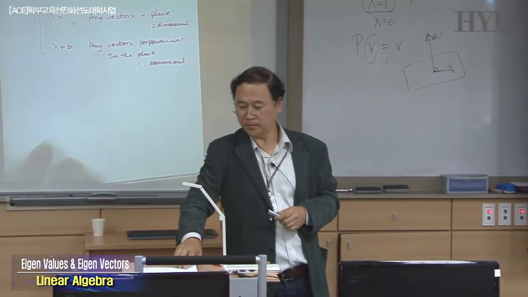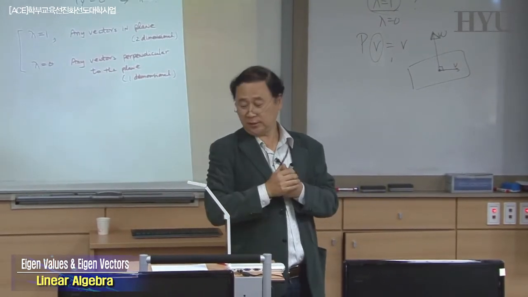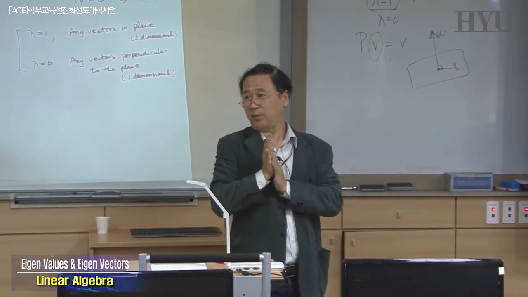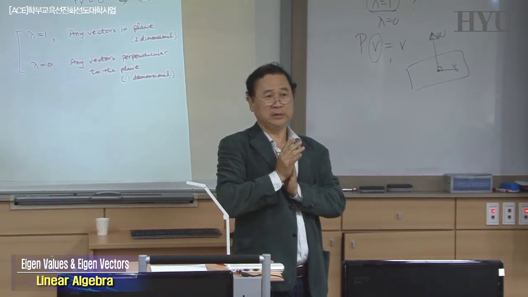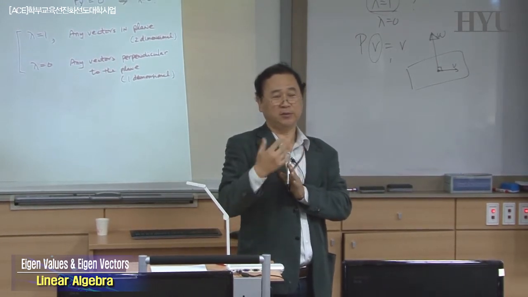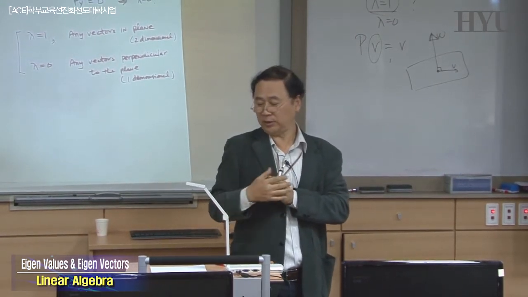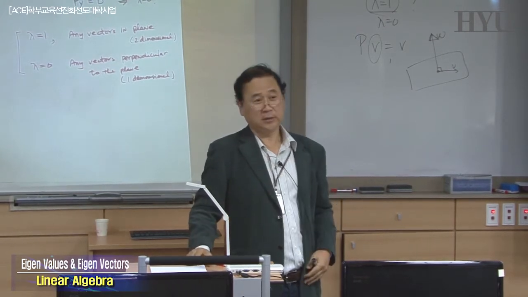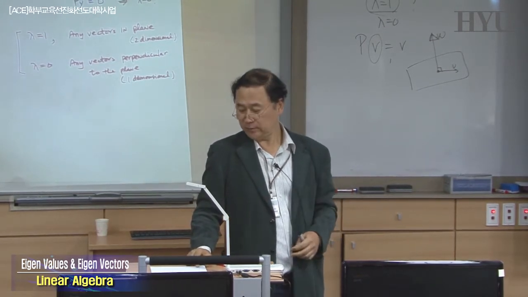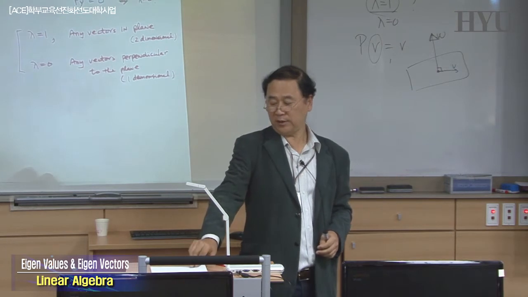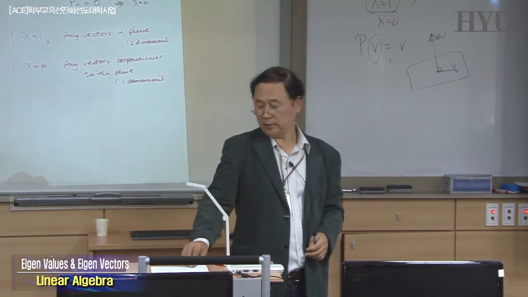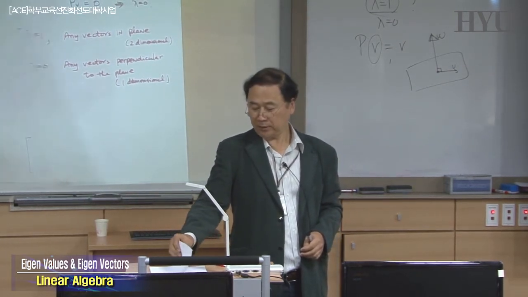So in the case of projection, lambda 1 is an eigenvalue, then the eigenvectors are whatever vectors are on the plane, and lambda 0 is also an eigenvalue. Then all vectors perpendicular to the plane are eigenvectors.